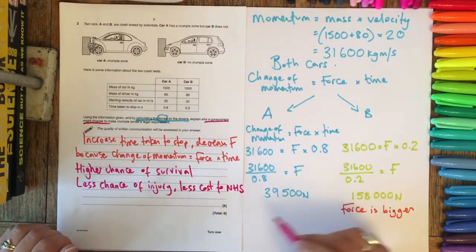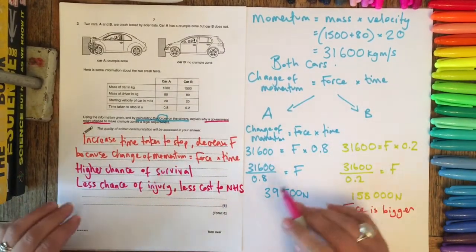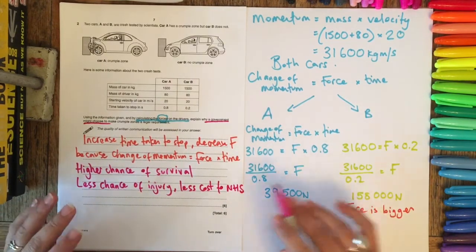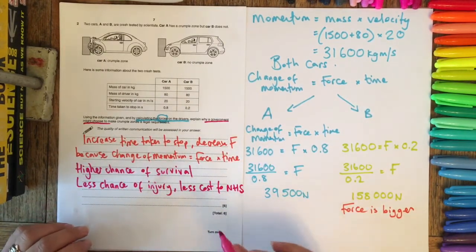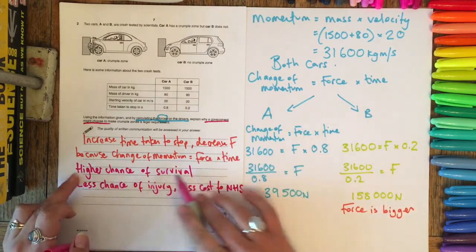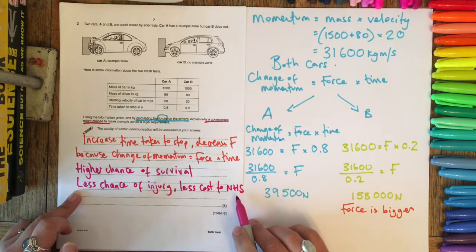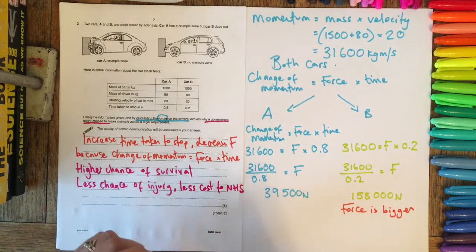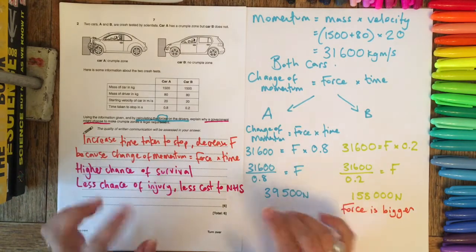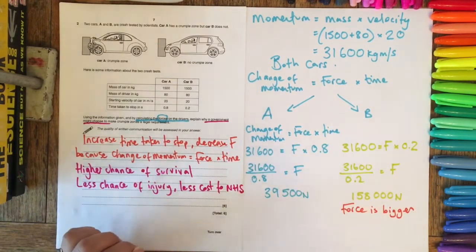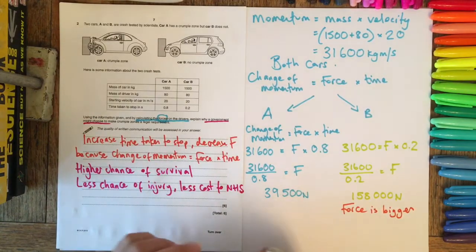Because if people are in car wrecks, then they have to go to A&E, they have to be patched up, they might have to spend time in hospital, and so that then costs money for the NHS. So we would want to decrease the force, mostly so that people live, but so that when they live, there's less chance that they're going to be injured, and therefore it's going to cost less to the NHS. So that's the basics of this specific question. But you also need to be aware that there are other scenarios that you get asked about in terms of momentum, change of momentum, safety, things like that. And they're ones I'm sure that you've learnt about.